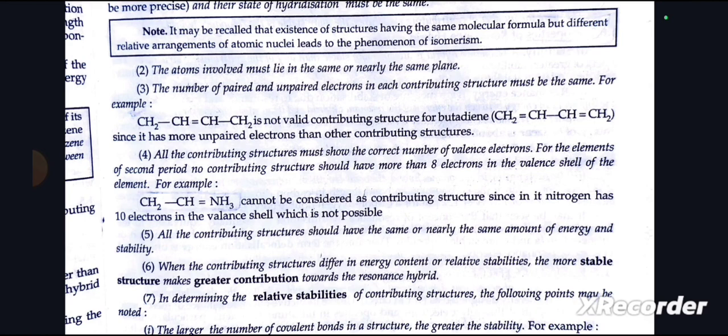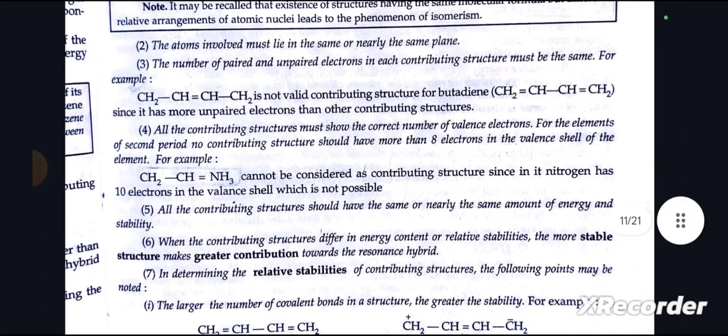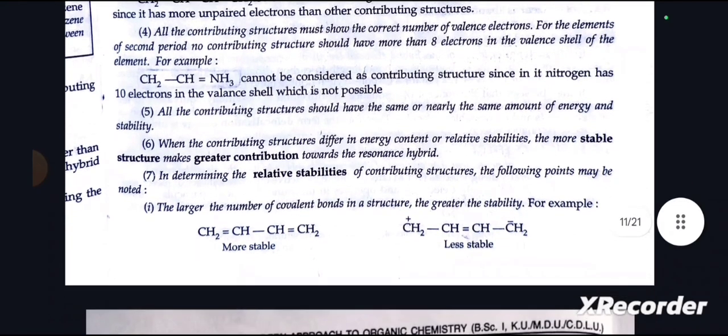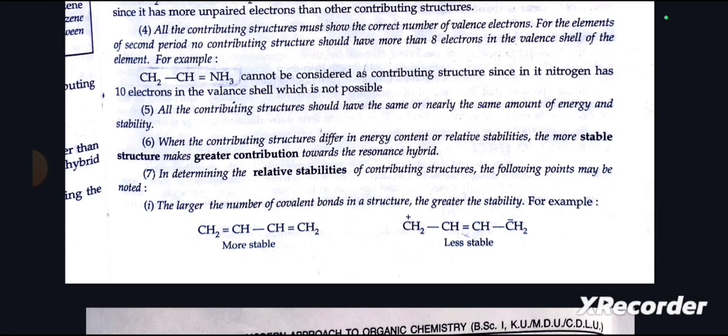For example, CH2 single bond CH double bond CH single bond CH2 is not a valid contributing structure for butadiene CH2 double bond CH single bond CH double bond CH2, since it has more unpaired electrons than other contributing structures. Fourth, all the contributing structures must show the correct number of valence electrons for elements of the second period. No contributing structure should have more than 8 electrons in the valence shell of the elements. For example, CH2 single bond CH double bond NH3 cannot be considered as a contributing structure since in it nitrogen has 10 electrons in the valence shell, which is not possible.